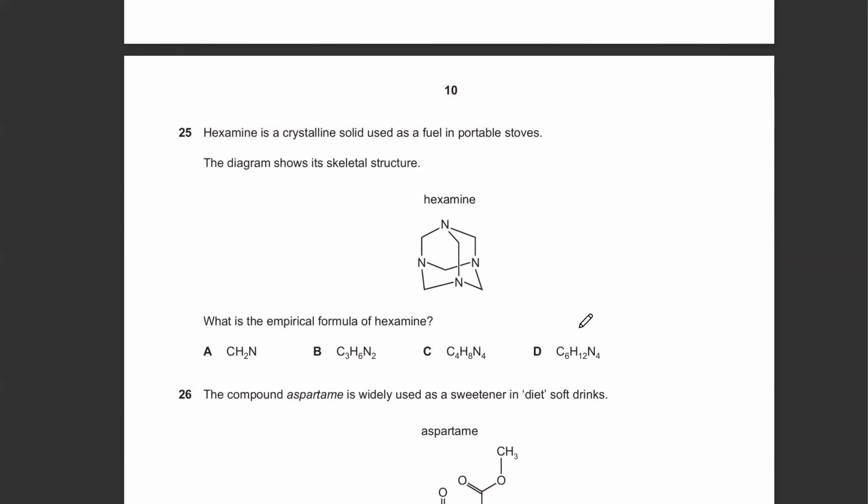And so what's the empirical formula of this compound? How many carbons do you have? 6 carbons. Yes, 6, and each one has 2 H's, right? So 12 hydrogens. So 6 carbons, 12 hydrogens, and 4 nitrogens. So what's the empirical formula? That's going to be divided by 2. It's B.